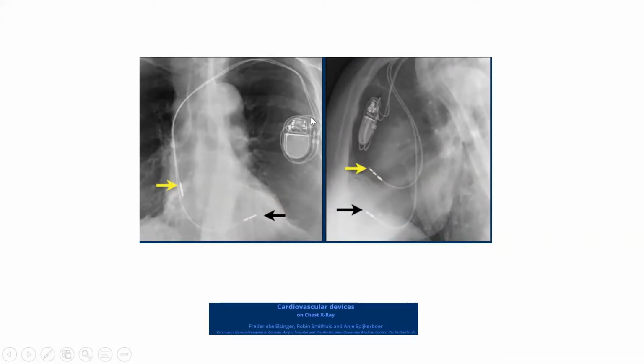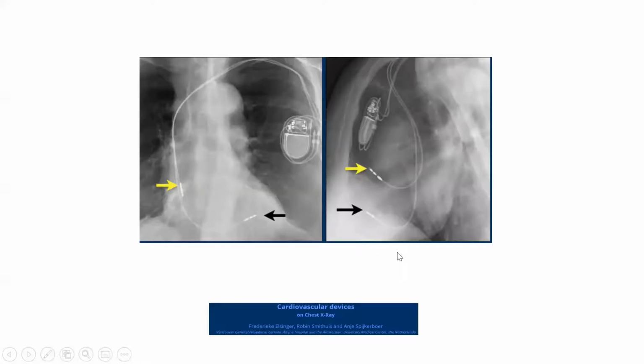Pacemaker generator, the leads, the left atrial lead, and the RV lead. And in the lateral X-ray, right atrial lead, a right ventricular lead.